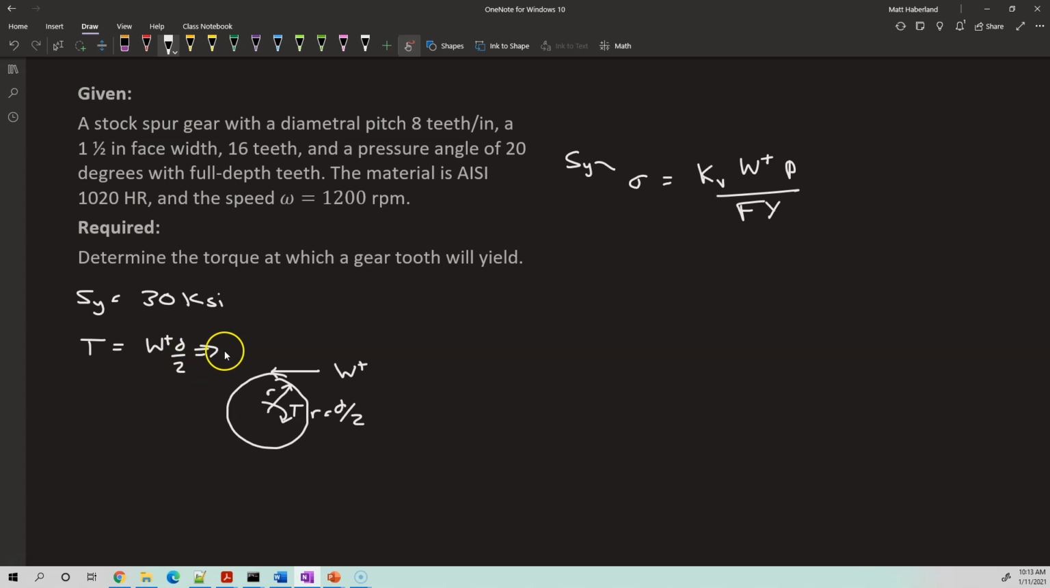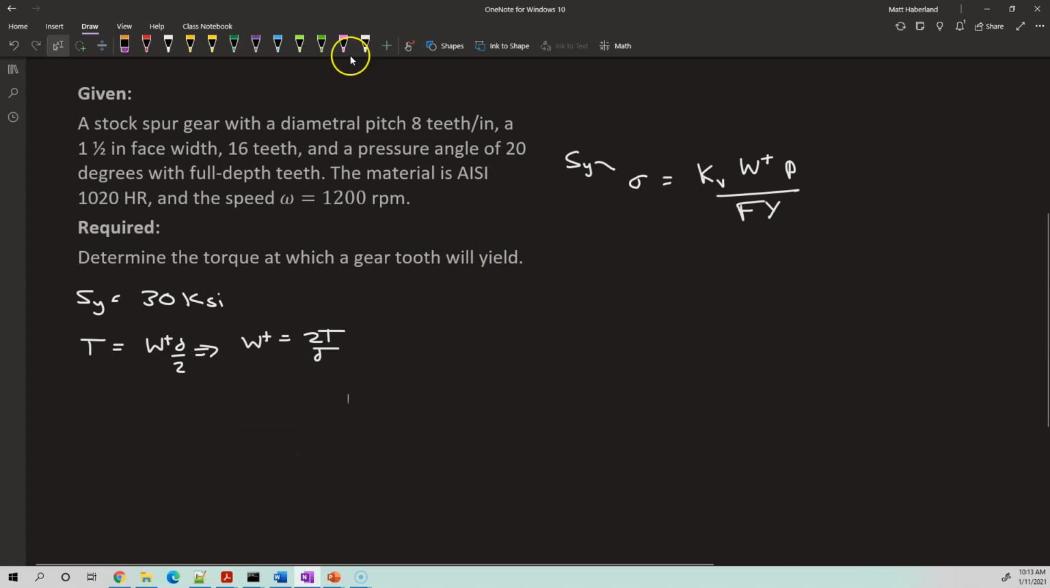That means that we can substitute into this equation, either now or at the end, that Wt is equal to 2 times the torque divided by d. So let's go ahead and substitute that in now. Sigma is equal to kV times Wt, but we're going to replace that. We're going to put it in terms of torque.